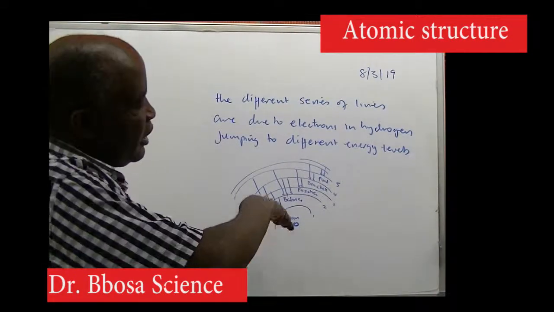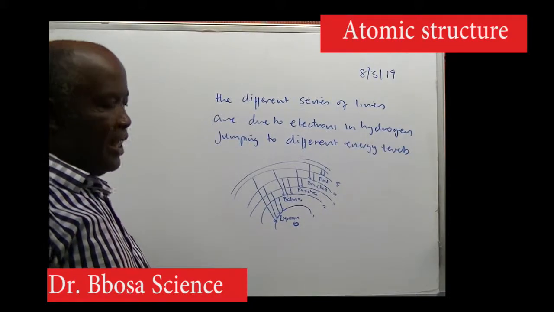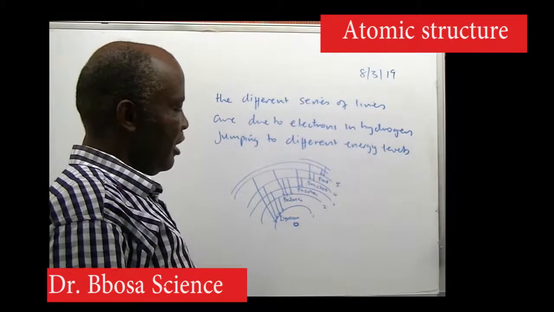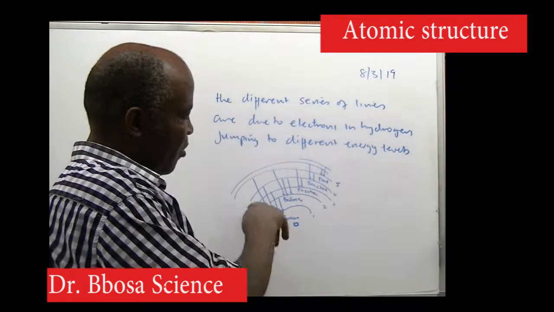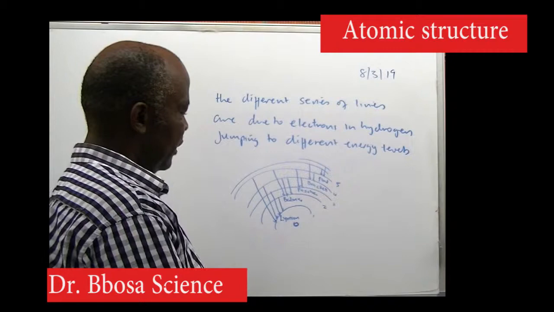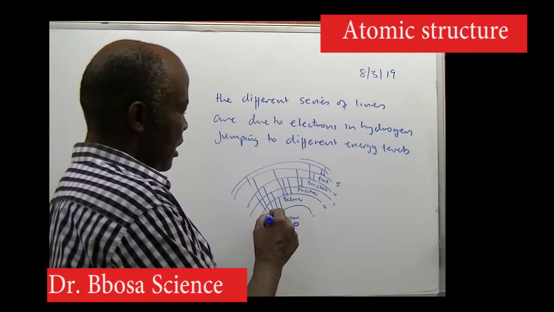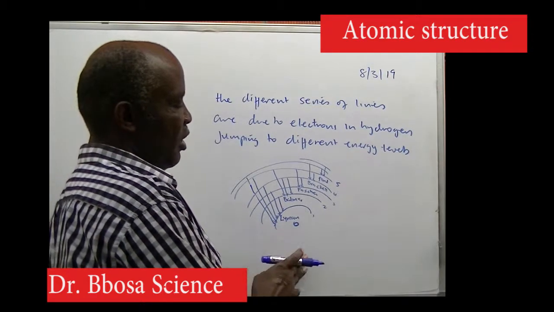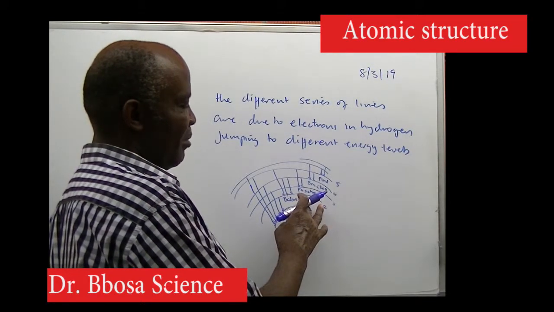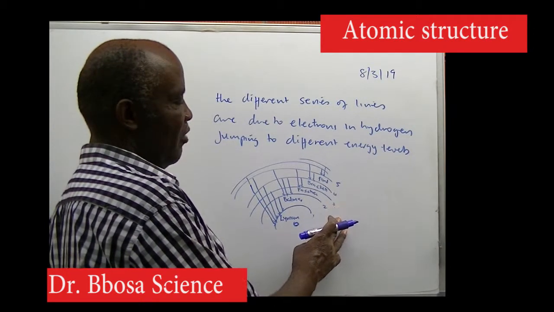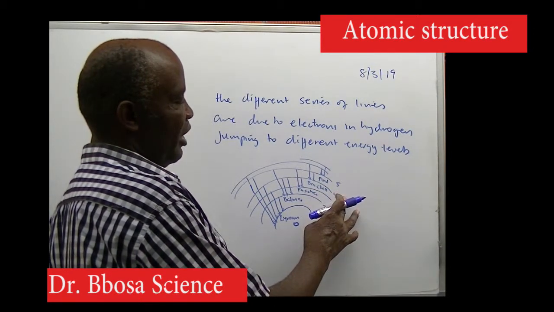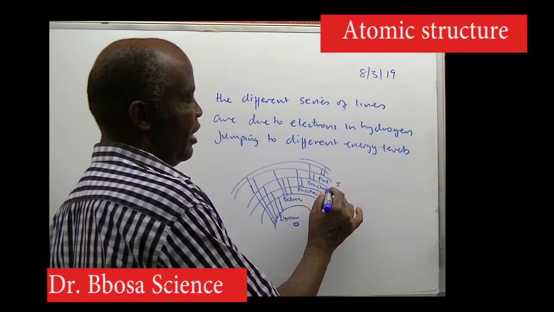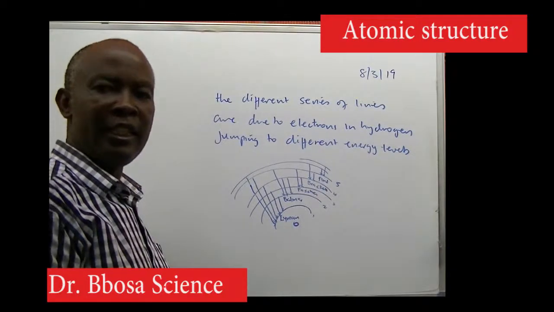The different series of lines in a hydrogen spectrum depend on which energy level the electron is returning to. When electrons return to energy level 1 from any other energy level, we have the Lyman series. When they return to the second energy level, it becomes the Balmer series; the third energy level, the Paschen series; the fourth energy level, the Brackett series; and then the fifth energy level, the Pfund series.